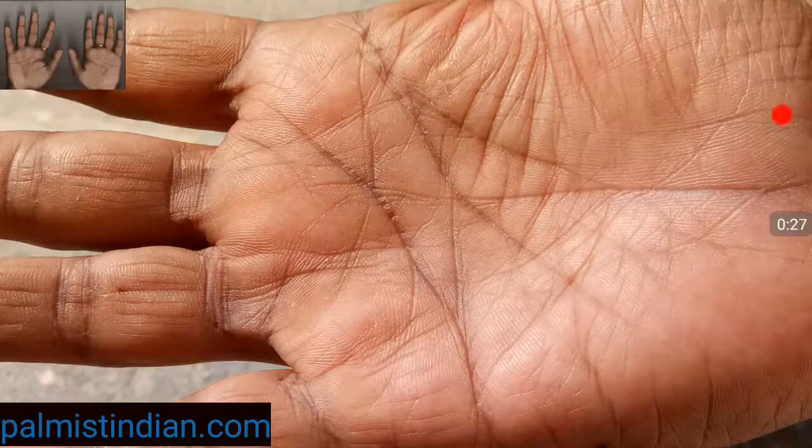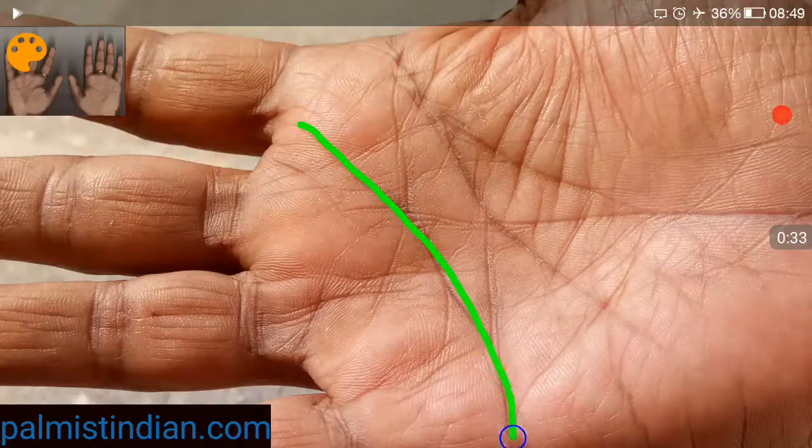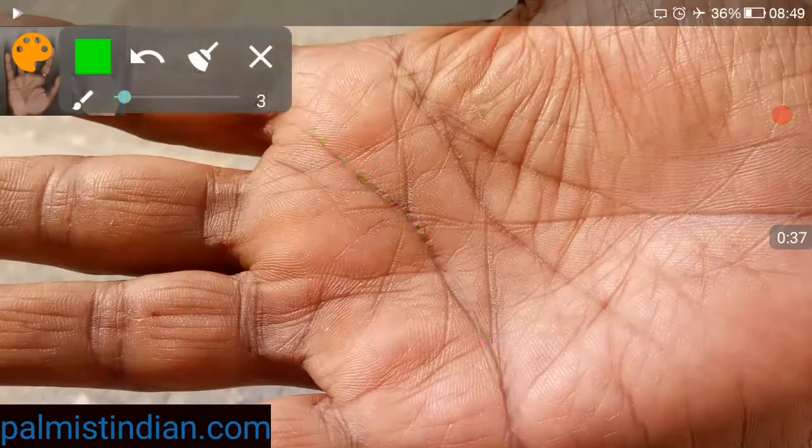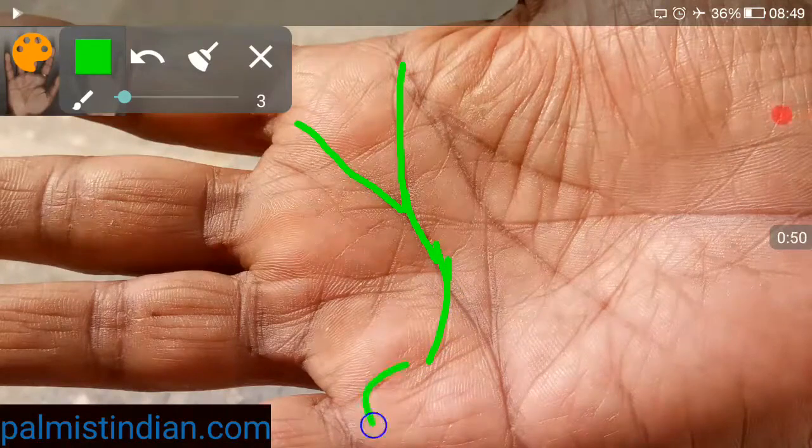See, this is the heart line. This is the heart line. Normally people have it like this, but sometimes there's a variation, like a split, a line out here, and the line continues. In this case it comes here, and the branch goes somewhere inside towards the Mount of Mercury.